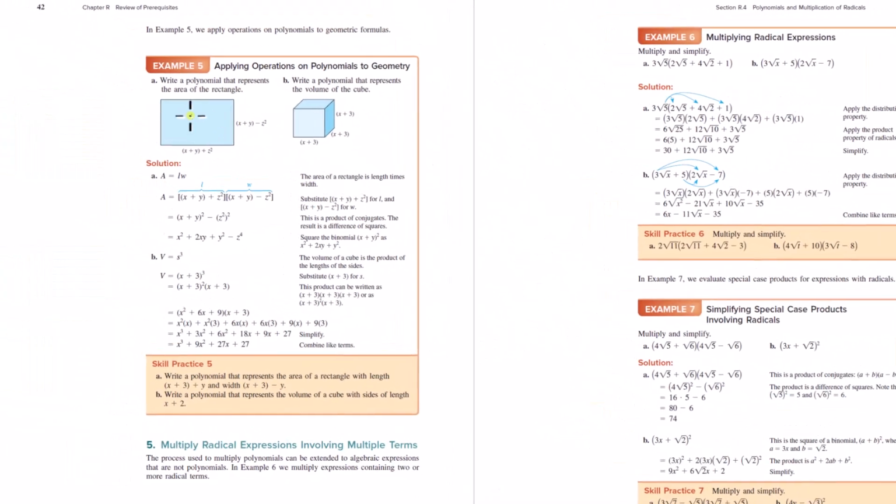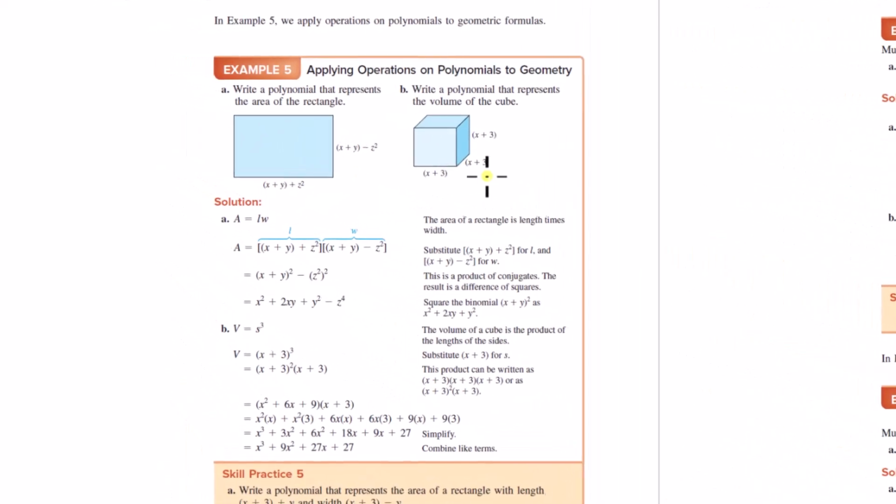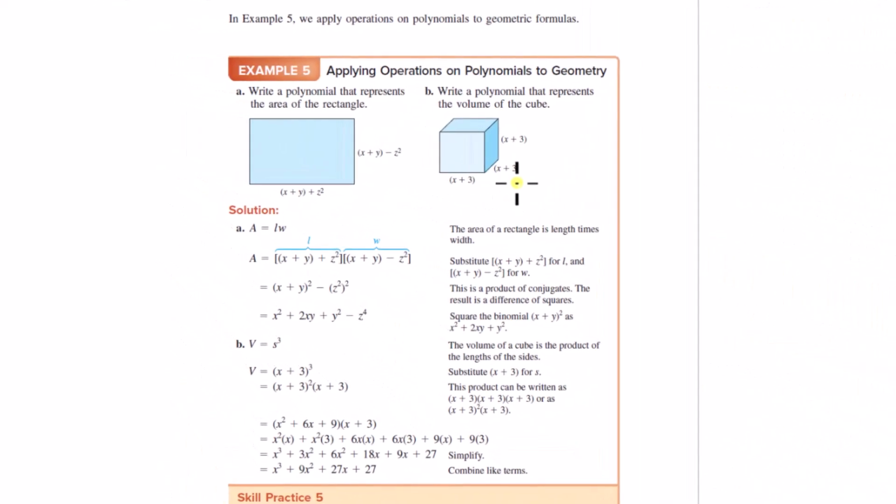Okay, so now they give these kind of application examples, but this is just more multiplying polynomials. Like, what's the area of this rectangle? What polynomial represents the area of this rectangle? Well, that means we're going to multiply these two terms here, and then the volume of this cube is going to be x plus 3 cubed. So it's just more about multiplying polynomials.